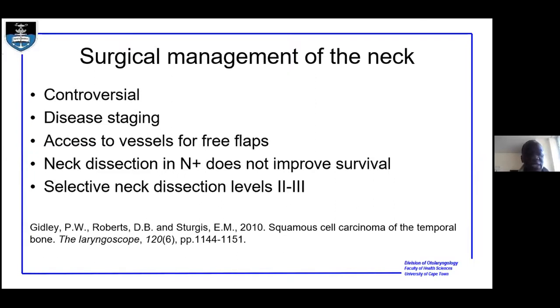It's been shown that neck dissection in an N-positive neck does not improve overall survival. The levels that are usually dissected out are levels 2 and 3, but I've seen papers where some people, in their case reports, say they went on to dissect level 5A and so forth, but it's all out there in the literature. It's because there is no consensus on this because of the rarity of these tumors.